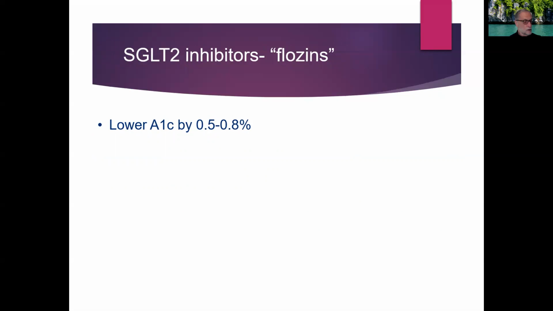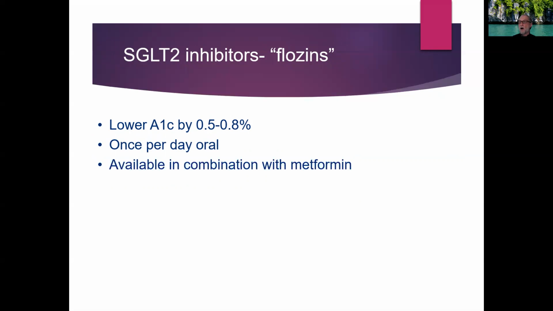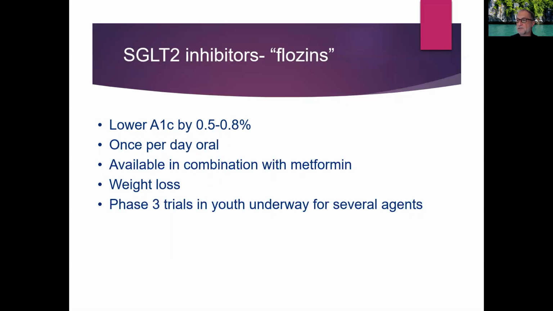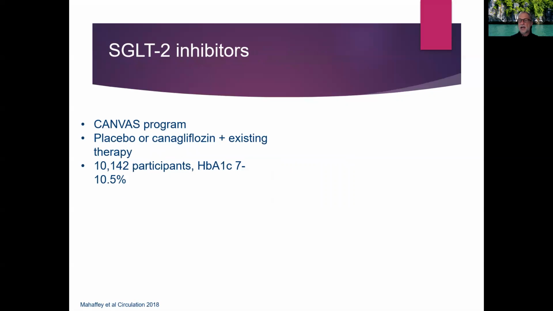SGLT2 inhibitors lower A1C by about 0.5 to 0.8%. They're once per day oral agents. They're also available in combination with metformin, which makes them very convenient. They're associated with substantial weight loss at times. Phase 3 trials in youth are underway for several agents.